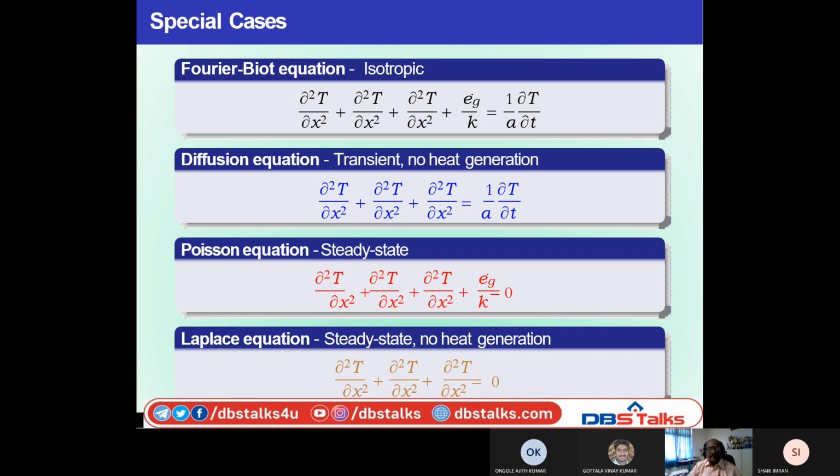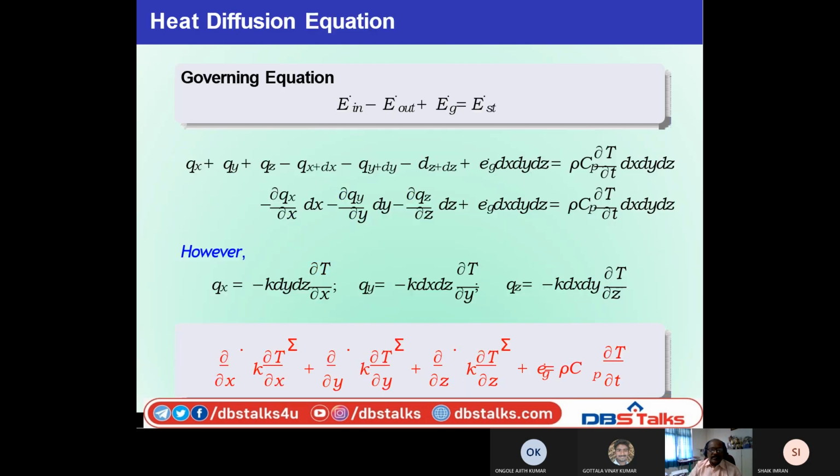In today's class we have discussed what is conductive heat transfer, what is Fourier's equation, what is meant by diffusion, and what is meant by steady state and unsteady state. For multidimensional heat transfer, we took a control volume and applied an energy balance. From this, we derived the three-dimensional differential equation for conductive heat transfer.